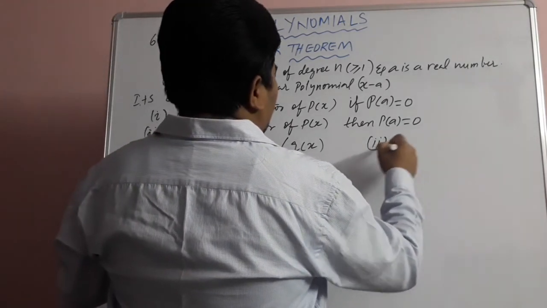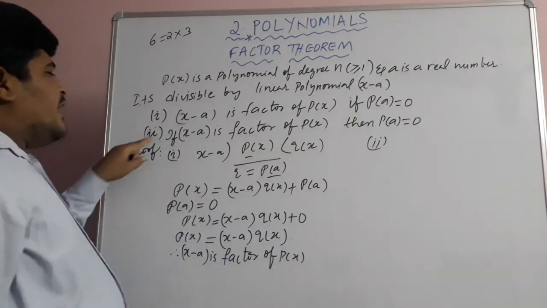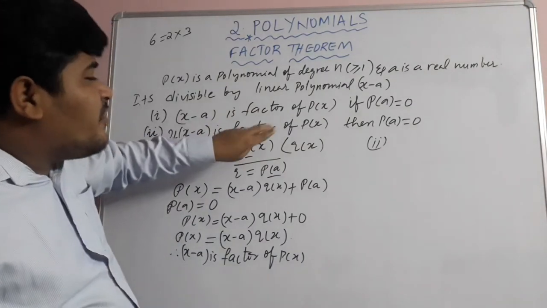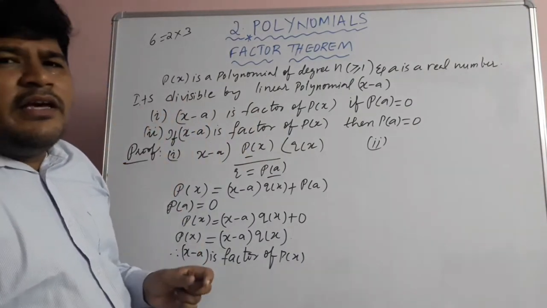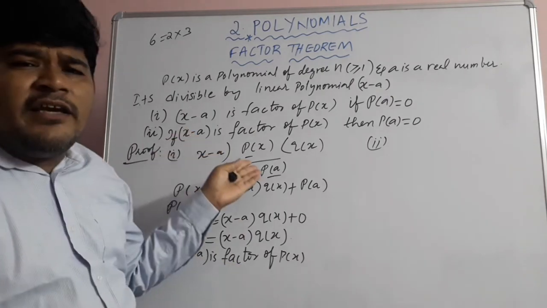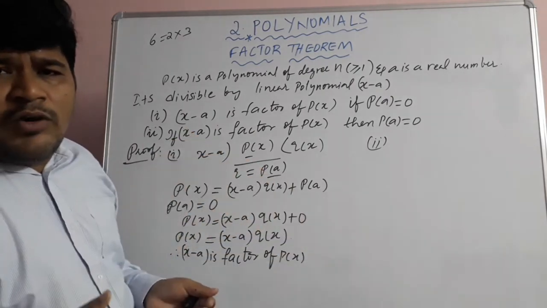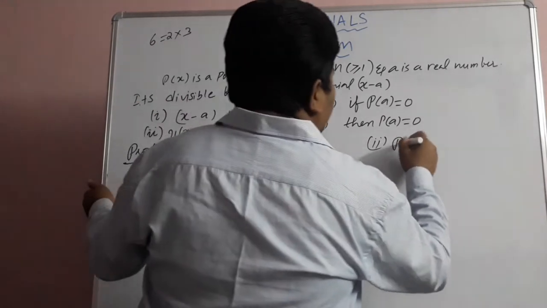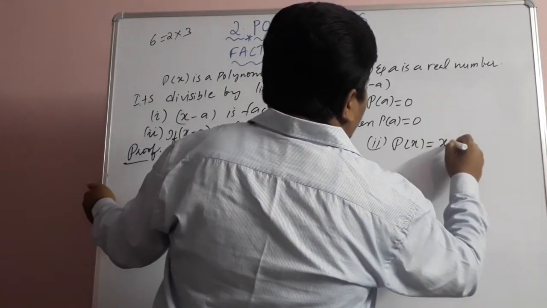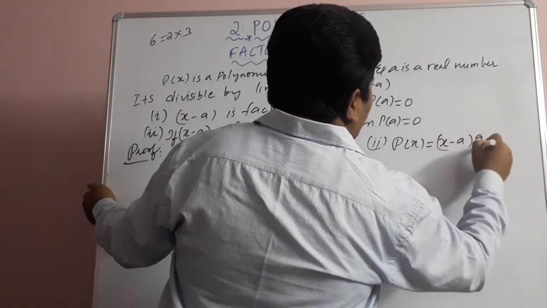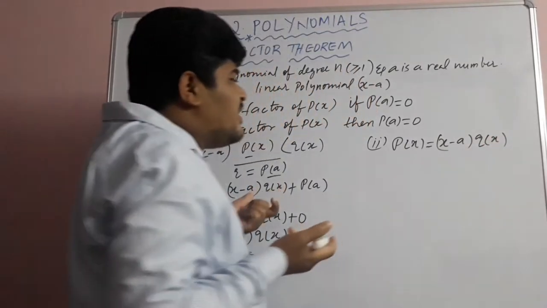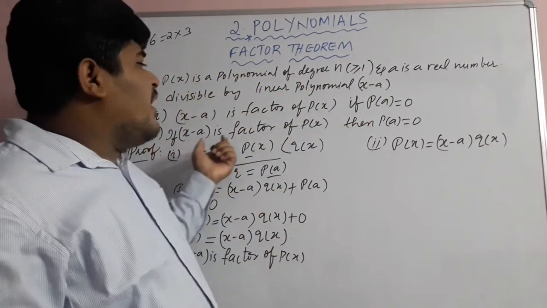Now let's see the second proof, children, the second statement. If x minus a is a factor of p of x, here they already gave that x minus a is a factor of p of x. Then p of x can be written as x minus a into q of x. So already they mentioned it's a factor.